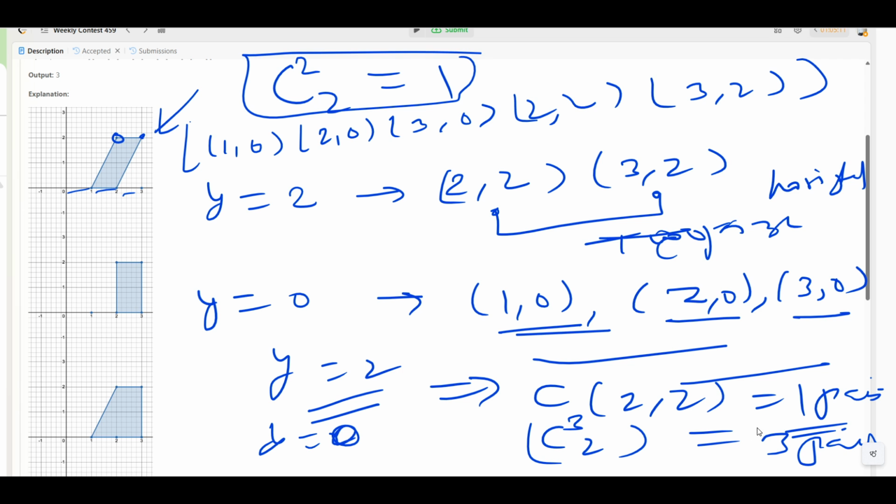So the total trapezoids, we multiply 1 into 3, and we get 3. That is why you will see the answer is coming 3.